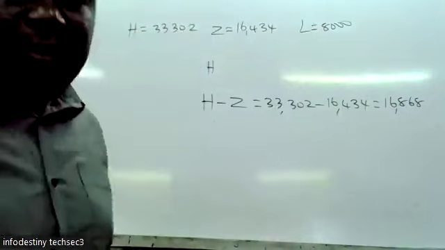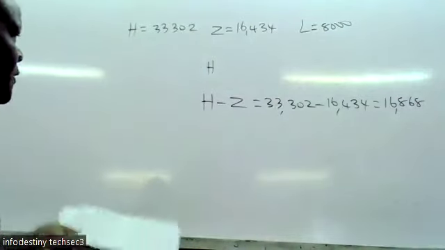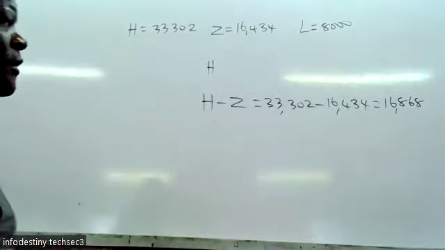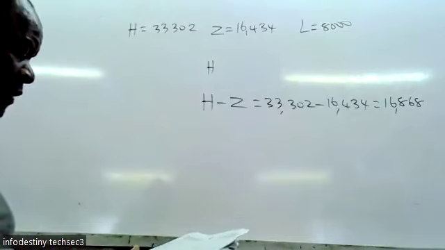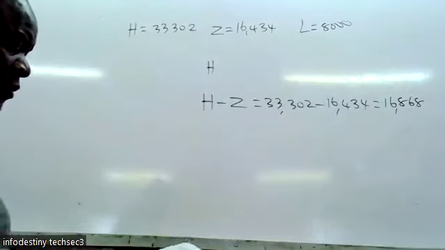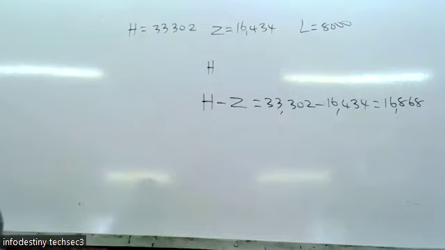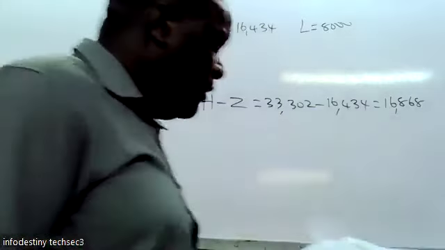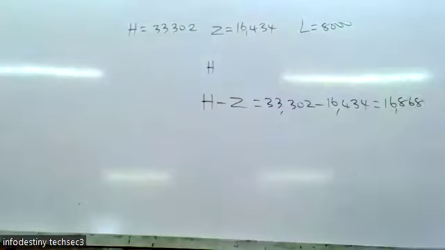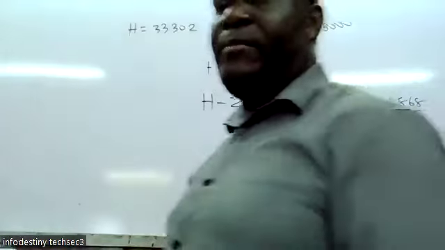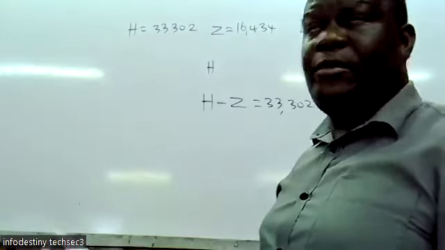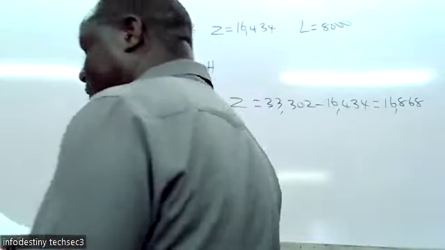So we are saying that it should invest shillings H minus Z. You write that figure, 16,868. After writing the figures, say the company should invest that excess in the short-term marketable securities. That's now the first decision.